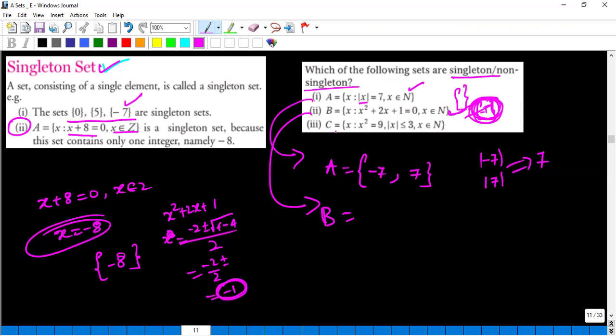Question number 3. C equals x such that x square equals 9, where modulus of x is less than or equal to 3. Observe, x square equals 9. What is the value of x? It is plus or minus 3. And they are asking to take less than or equal to 3. Of course, you can take the set like this, minus 3 and plus 3. It is not singleton again. We have two elements there.